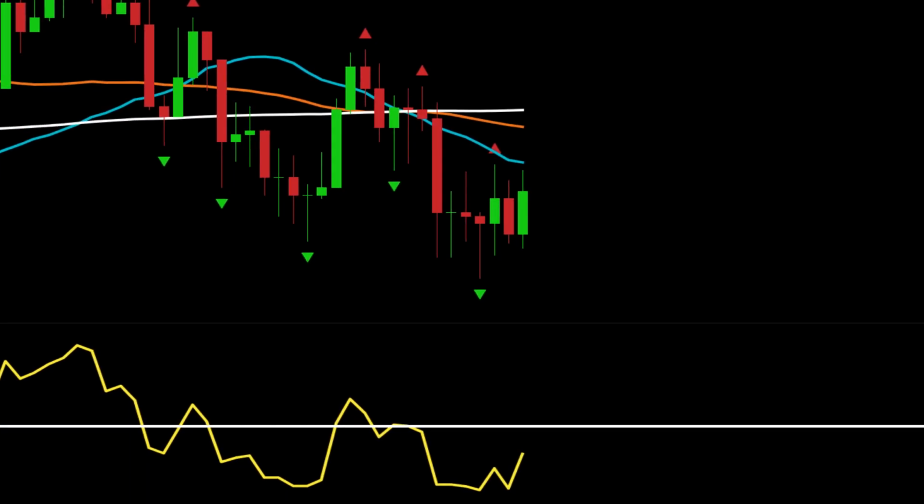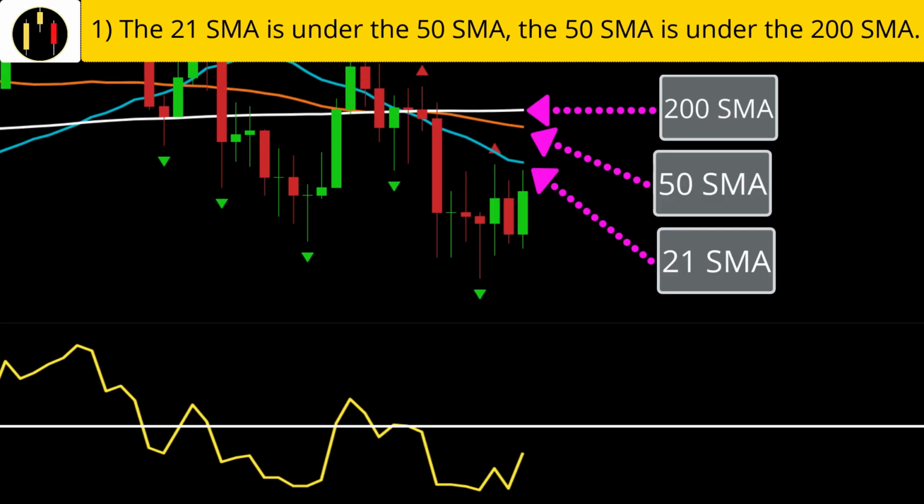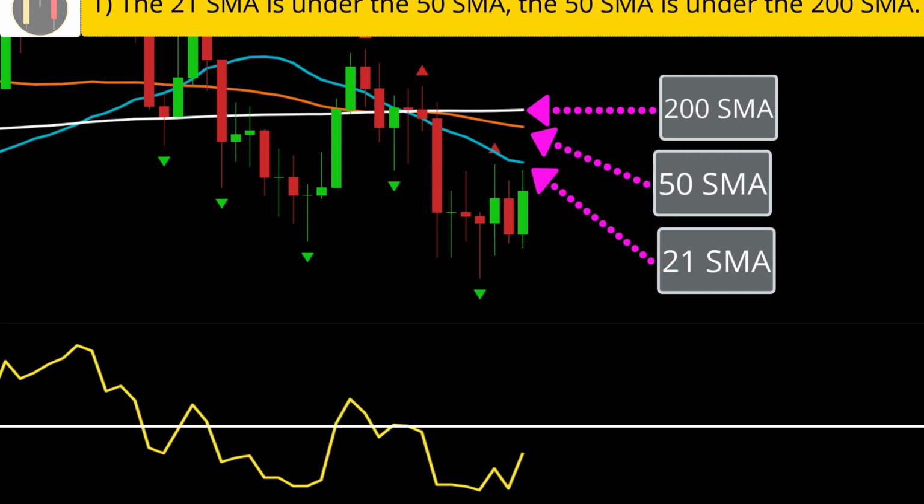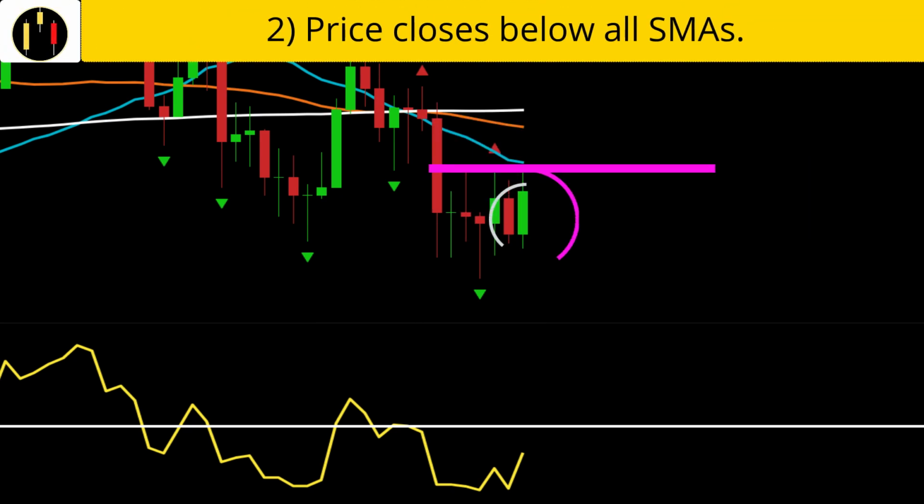And now we flip to shorts. This is what I will test for shorts. First, we are looking for the 21 SMA in aqua to be under the 50 SMA in orange, while the 50 SMA is under the 200 SMA in white. Second, the price needs to close below all the smooth moving averages.